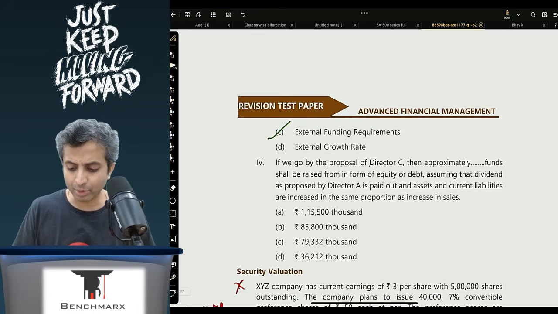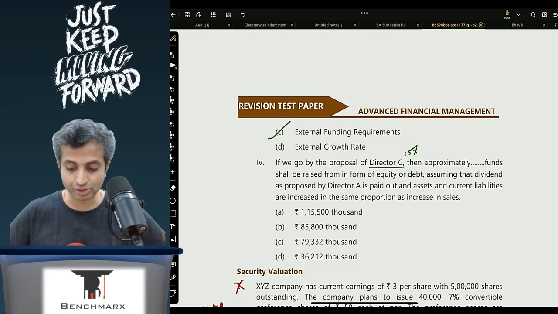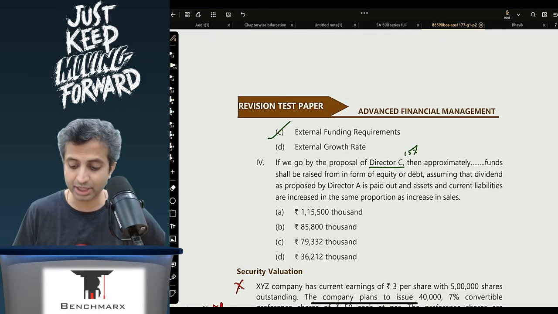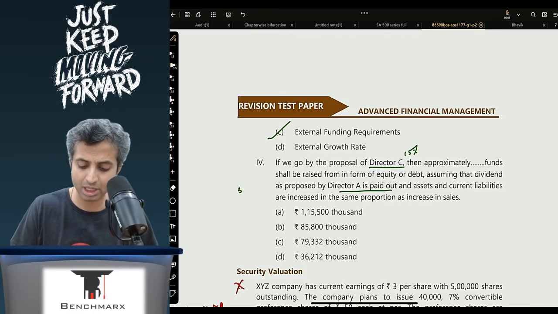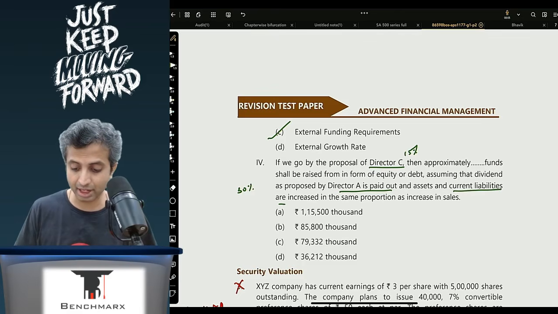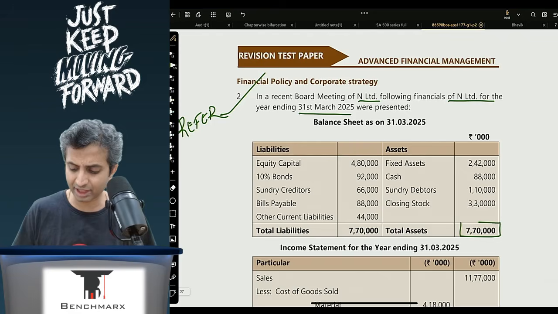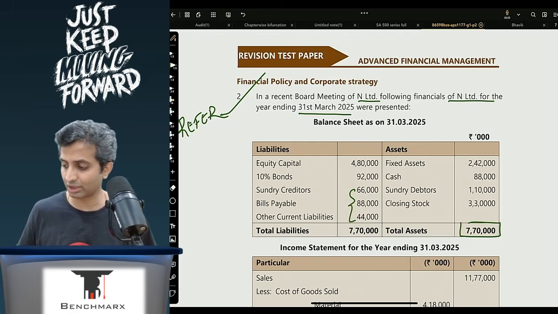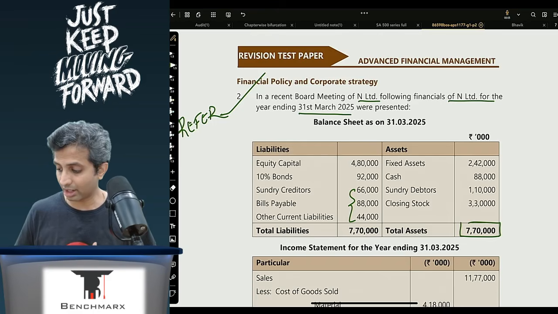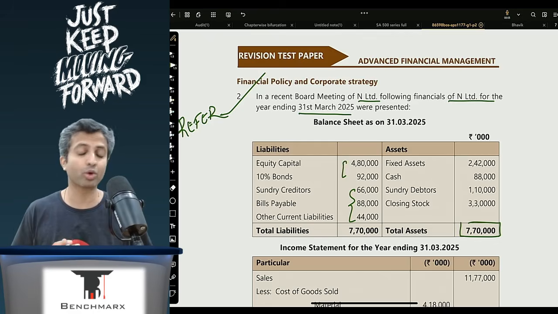If we go by the proposal of Director C, that is a 15% growth in sales, then approximately dash funds would be required in the form of equity or debt, assuming that dividend as proposed by Director A is paid out. Director A, I think, proposed a 30% payout if you see the first adjustment, and assets and current liabilities are increased in the same proportion as the sales. So for example, if I go to see all your assets, that is 7,70,000, and all your liabilities, that is 66, 88 and 44, that is liabilities worth 1,98,000, that is your total business is worth 5,72,000, which can also be inferred by 4,80,000 plus 92,000.